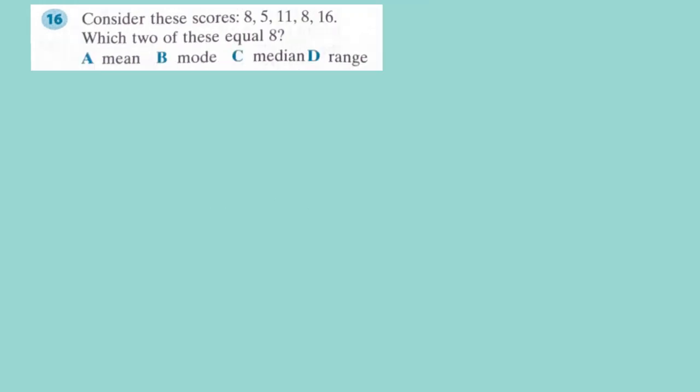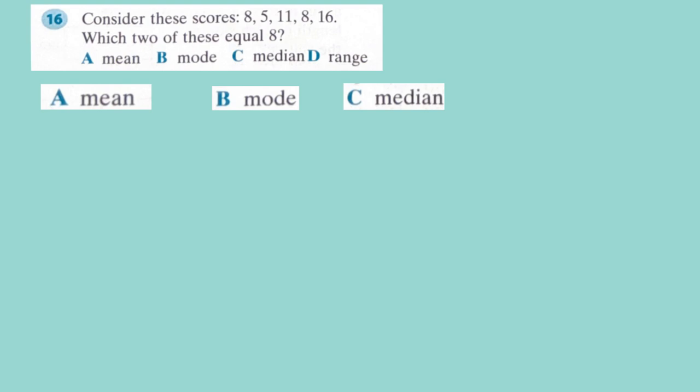In this question, we're going to consider the scores 8, 5, 11, 8, and 16. Which 2 of these equal 8? Is the mean equal to 8? Is the mode equal to 8? Is the median equal to 8? Or is the range equal to 8? We must remember that 2 of these are correct.